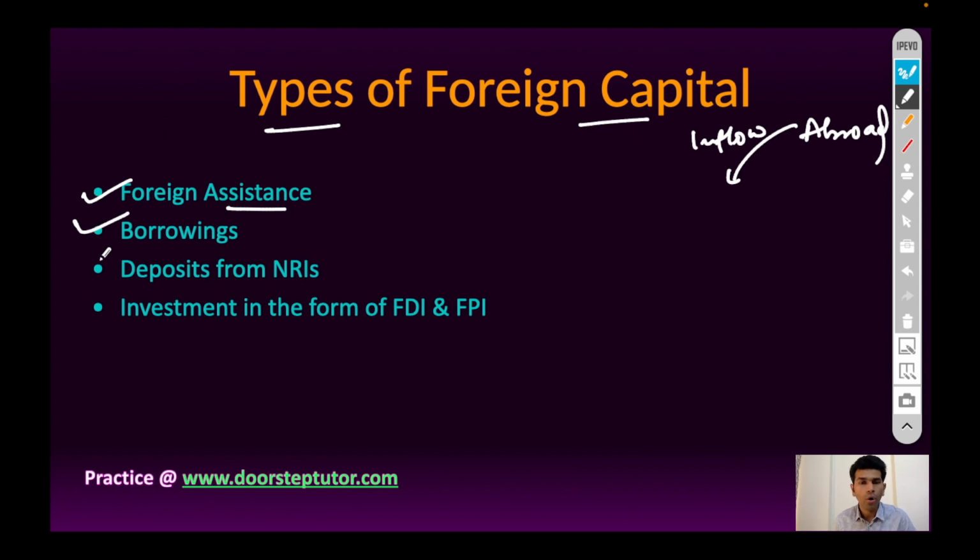Next, borrowings. Borrowing means loan. Loan received from foreign country government or international institution like World Bank, IMF, ADB. Next, deposit from NRIs. Non-resident Indian is a person who is resident in India for less than 182 days. So deposit received from NRI.